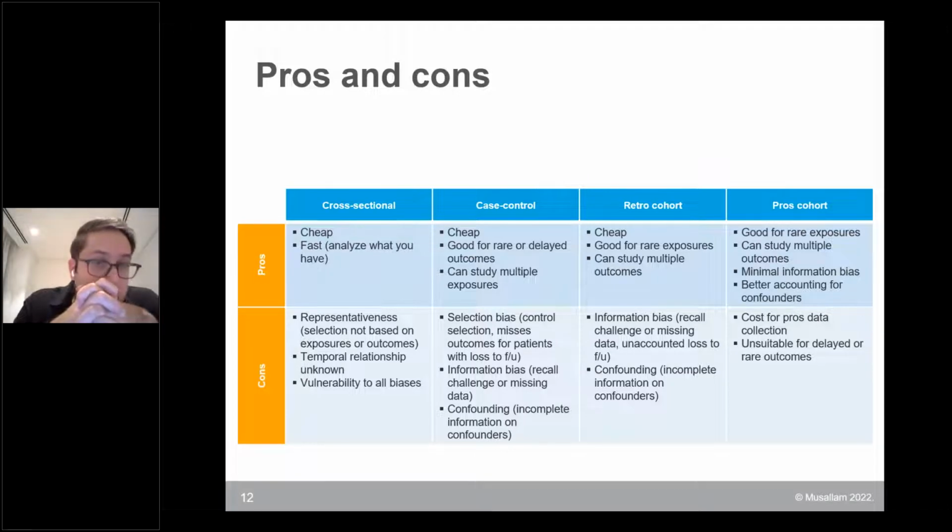Cross-sectional studies are fast. You analyze what you have. You don't have to wait for something to happen. In case control studies, we always say they're good for delayed outcomes. So if there is an outcome that takes years to happen, if I do a cohort study and I look at an exposure group today, I might need to wait 30 years, for example, until they have a stroke, because the rate of stroke in this disease is very rare. So I'd rather look at patients who already have a stroke today and then look back to see if they were exposed to that risk factor that I'm looking for.